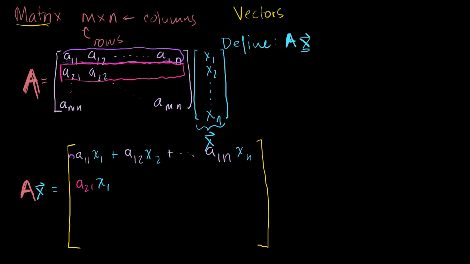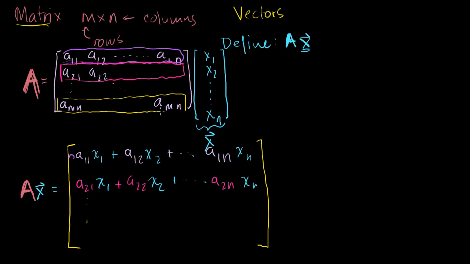So A21 times x1 plus A22 times x2, all the way until we get to A2n times xn. I wanted to do that in magenta. So we multiplied this entire row times that entire column, this term times that term plus this term, all the way down to this last term times that last term. And then we keep doing this for every row until we get to the mth row.